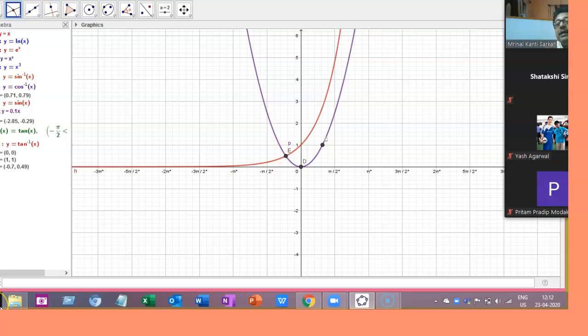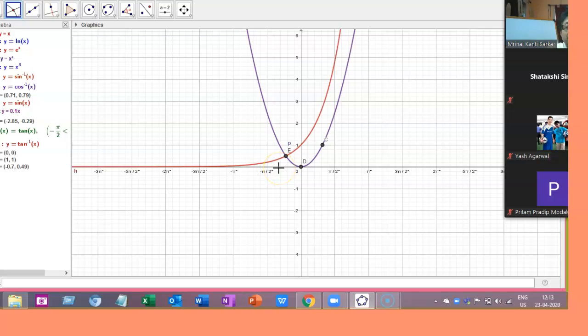Your answer will be for the two equations, the transcendental equation e to the power x equal to x square. There is a solution I can predict. A real solution exists over there.